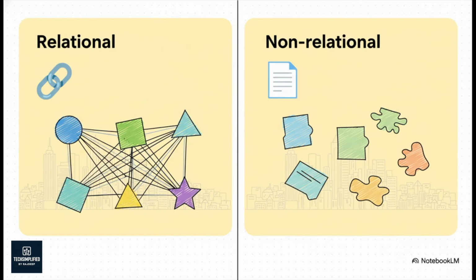So this is the real starting point: relational versus non-relational. A relational database is all about the connections, the intricate web between different pieces of data. While a non-relational database is more like a filing cabinet, it's focused on individual documents, each one holding its own information. Understanding this one shift in perspective is the key to everything else we're about to cover.